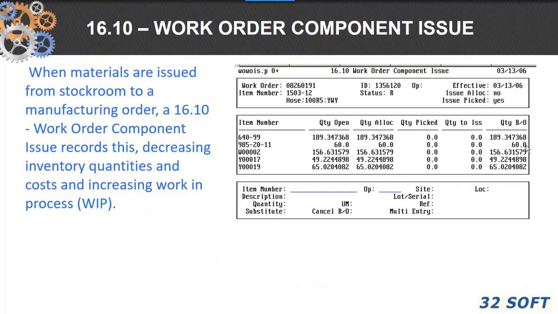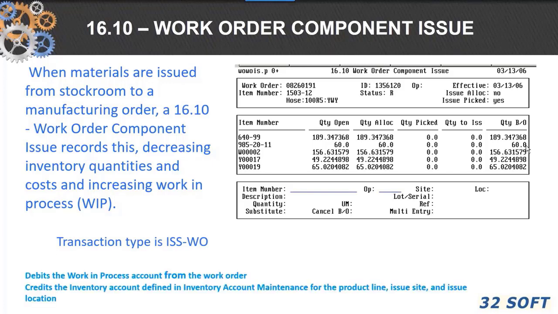1.6.10, I mentioned that just a second ago, work order component issue. If you've got a work order, this is a way that you can issue parts to the manufacturing work order. You could also use the 3.12, the backward exploded, but this allows you to issue parts directly, and we'll see these as ISS-WO transactions in the transaction history.